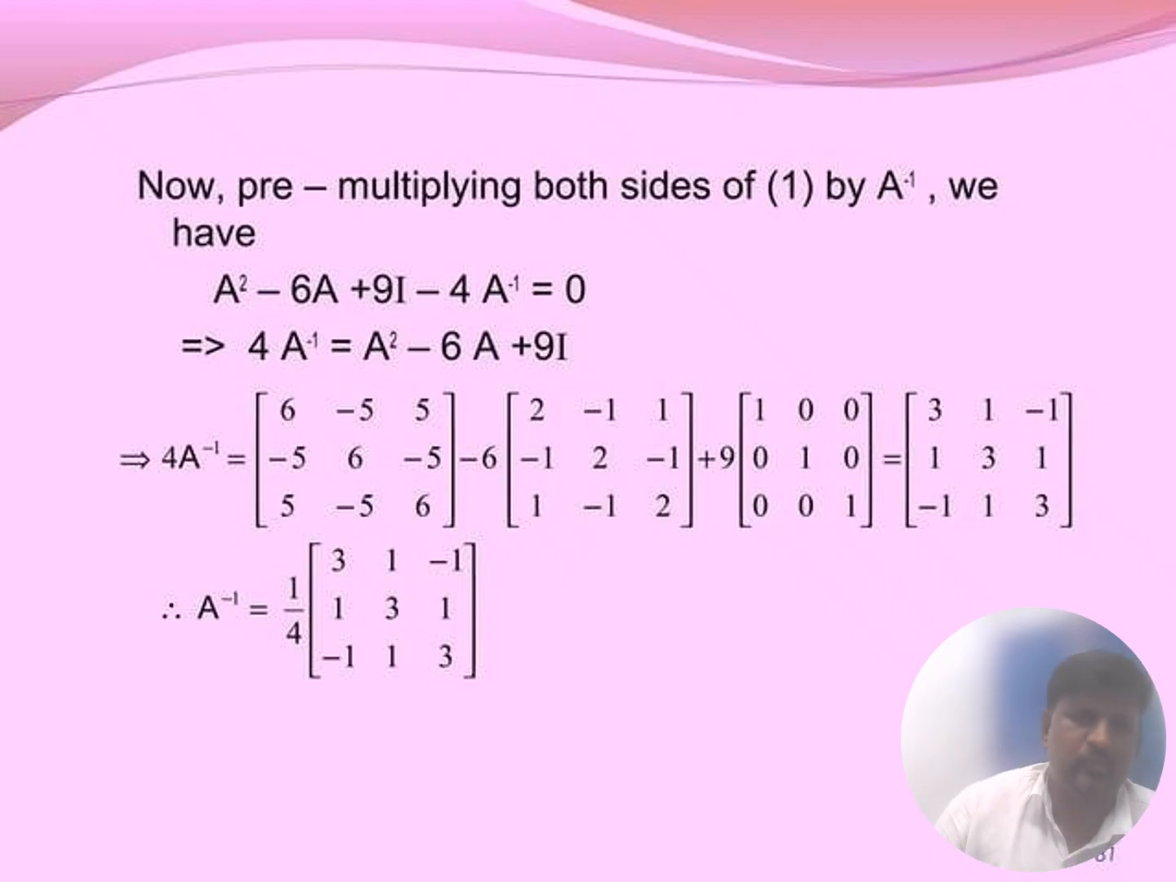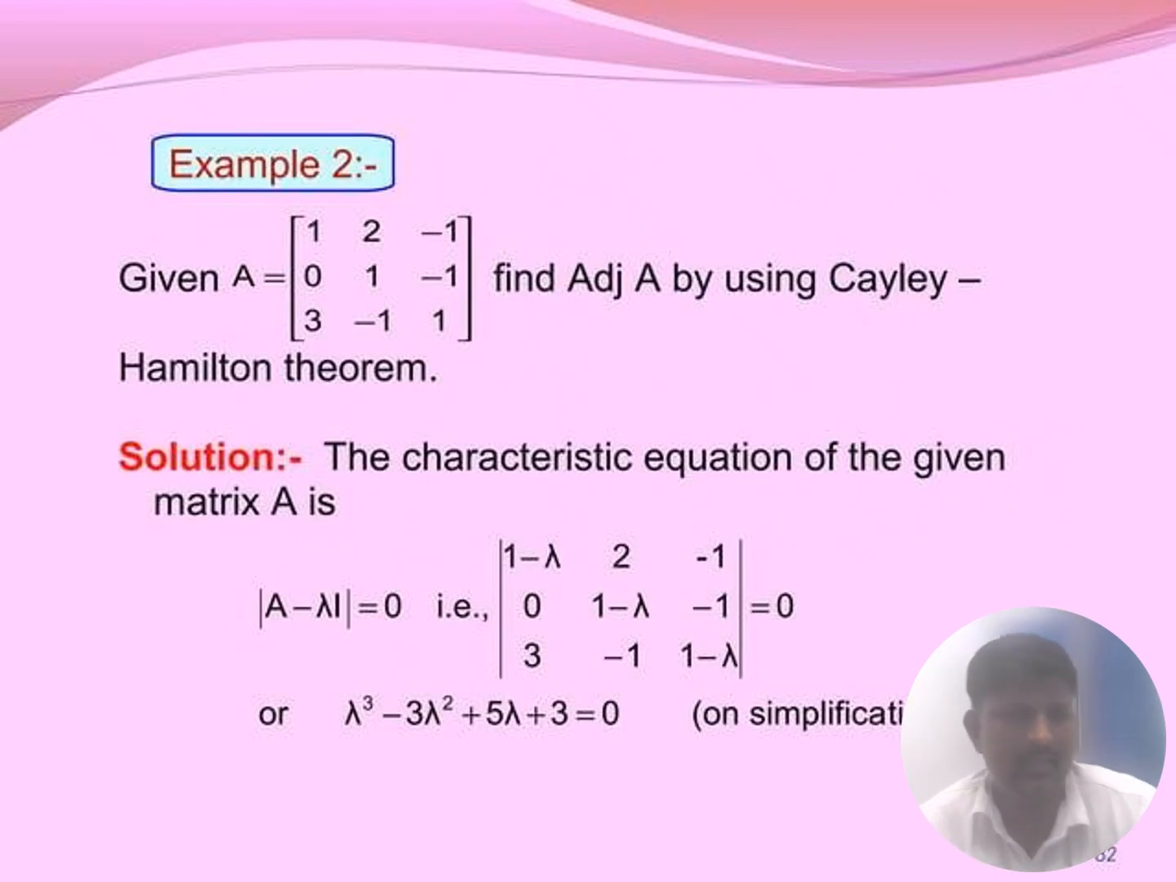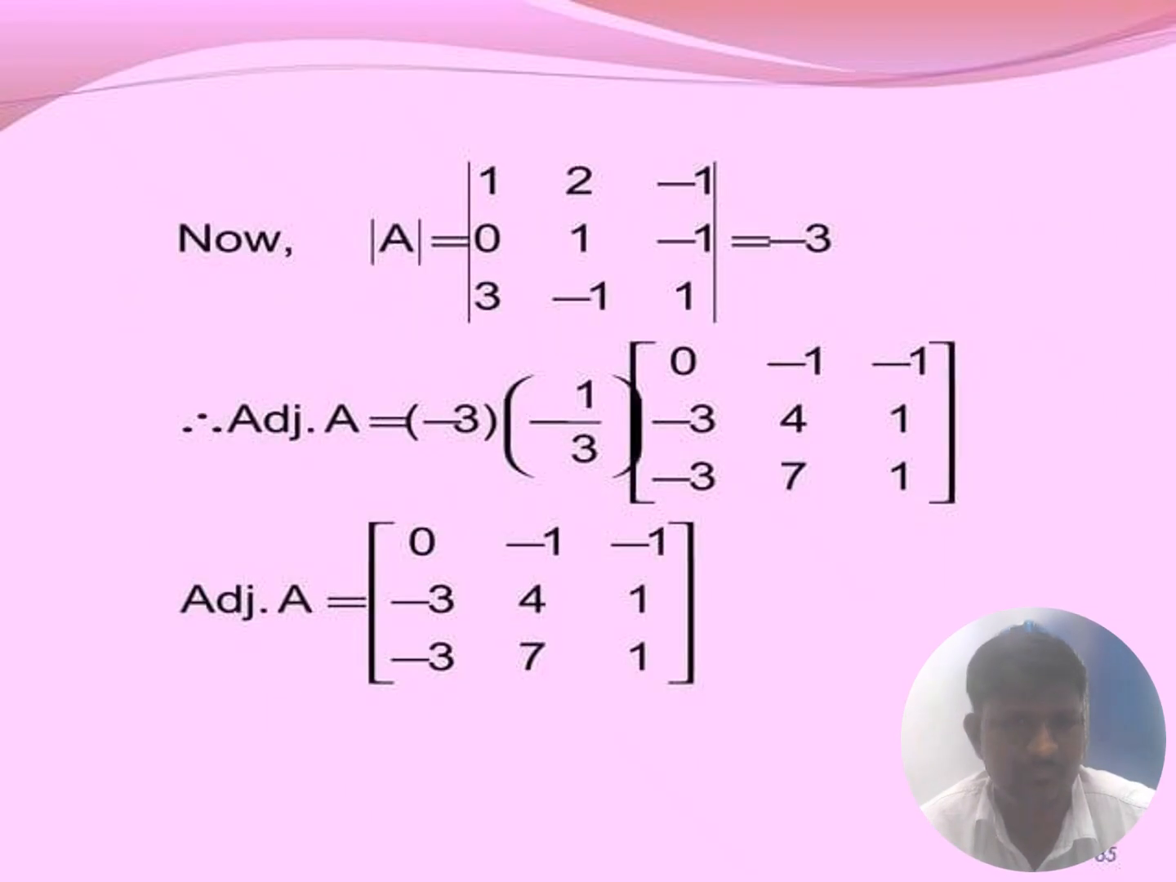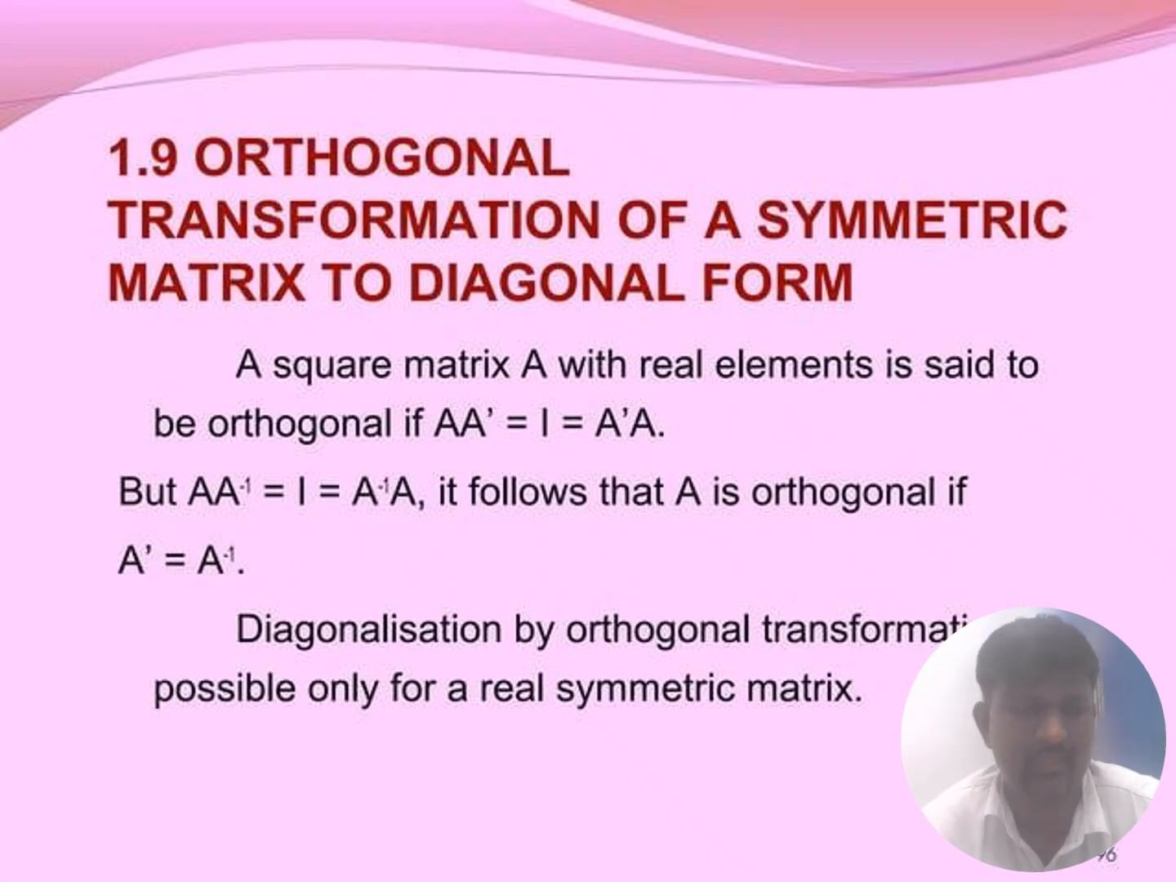So substitute the A square, A and I matrices values here. We can find the A inverse as 1 by 4 times the matrix 3, 1, minus 1, 1, 3, 1, minus 1, 1, 3. The problem is solved. Similarly, we can do all the problems, verify Cayley-Hamilton theorem, and find the A inverse. Next, diagonalization. Okay, so that is the similarity transformation.